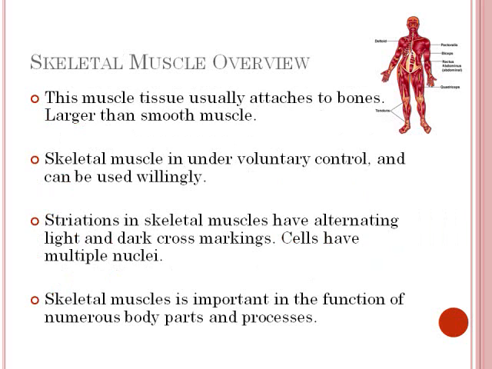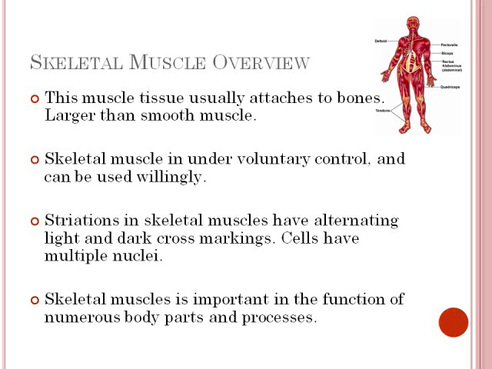The next type of muscle tissue we'll be looking at is skeletal muscle tissue. This muscle tissue usually attaches to bones. It is larger than smooth muscle and attaches to bones through tendons. Examples of this muscle tissue include biceps, triceps, and quadriceps.